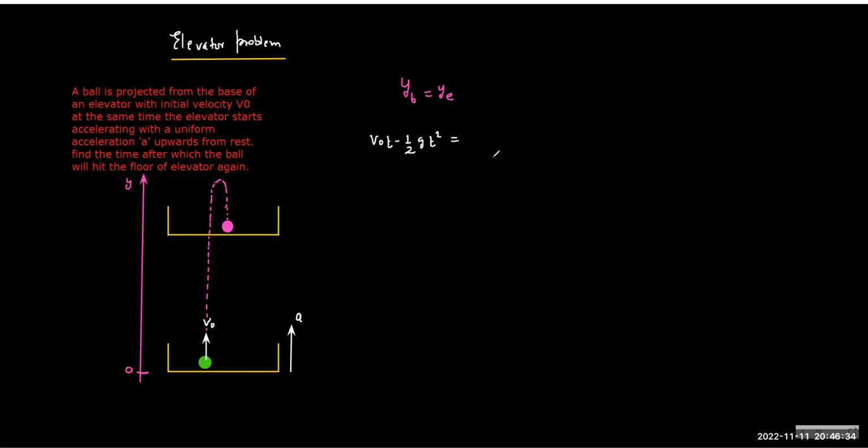Guys, is this clear or not? Yes, sir. But in the same time, the elevator can only go up half a t square because u is 0. Yes or no? Yes, sir. So v naught t is actually half g plus a into t square. So t is how much? 2 v naught by g plus a. Is this clear? Yes, sir. I think this is easy. Yes or no?